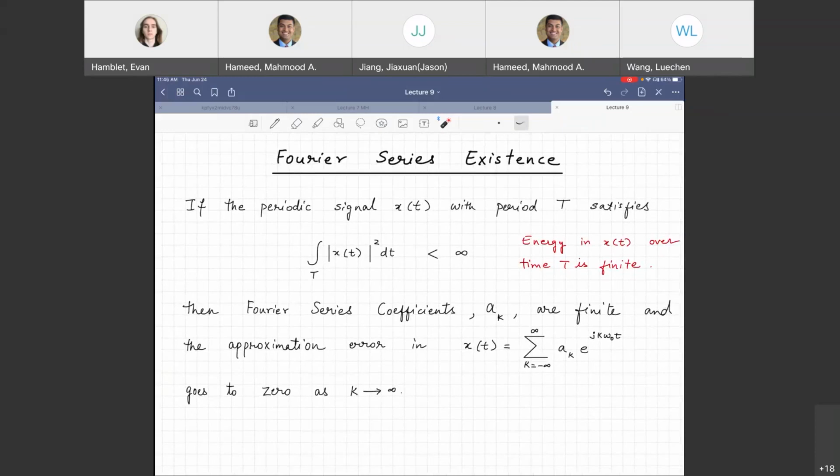Also, as you include more and more projections of this x of t signal, as we evaluate it to k equals infinity, the error of that approximation goes to zero. And we saw that with 6 harmonics, it was getting close to that square wave, but it was not actually the square wave. Energy of the signal has to be finite in order for the Fourier series coefficients to exist.